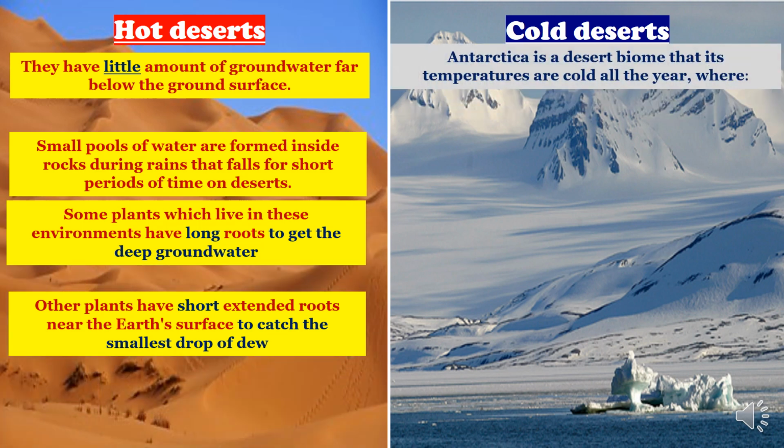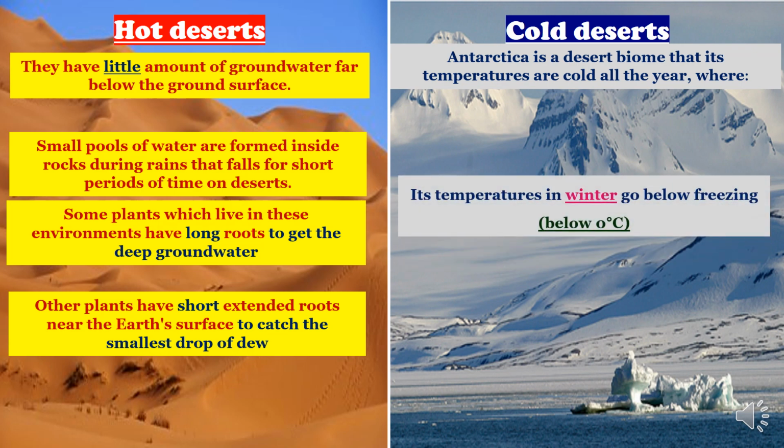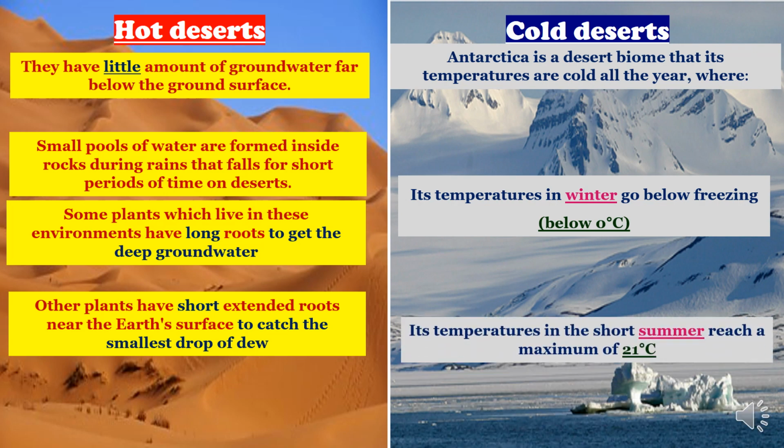In cold deserts, as we said before, Antarctica is a desert biome whose temperature is cold all year, where its temperature in winter goes below freezing, or below zero. But in summer, it could reach 21 Celsius.